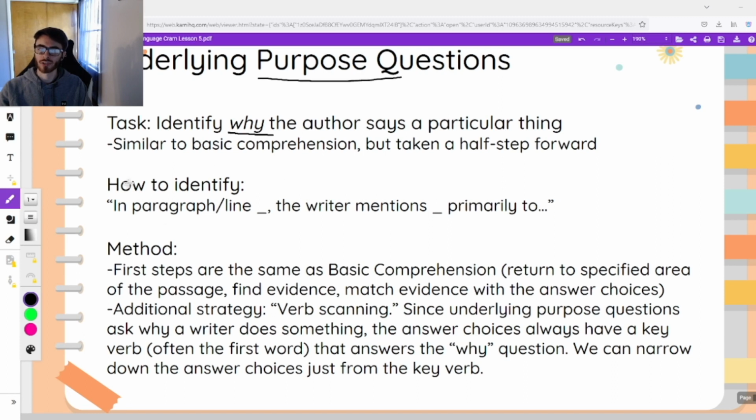And the way to identify an underlying purpose question type, it'll say something along these lines, like in paragraph 2, in paragraph 5, in line 4, whatever. The writer mentions this thing primarily to what? Or, why does the writer use this phrase or something like that, right? It's all about why the author does something, what the author is trying to achieve by doing something. That's how it's going to be phrased.